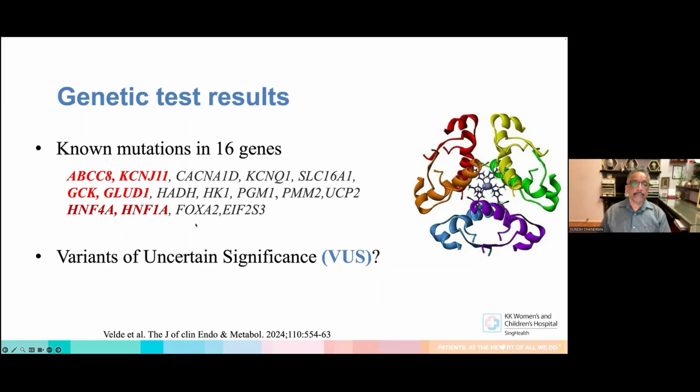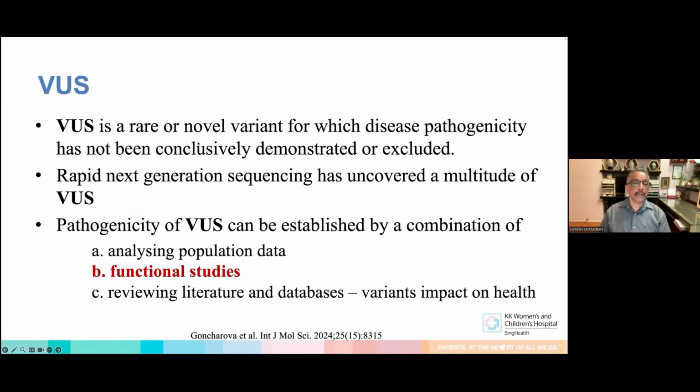But the problem that comes is variants of uncertain significance. We may get a mutation in ABCC8 which is not yet reported. Whether that mutation has caused the disease is a question. We may have biochemical evidence, imaging evidence, and histopathological evidence of the post-operative samples, but we cannot say whether this particular mutation has caused the disease. So a VUS is a rare or novel variant for which the disease pathogenicity has not been conclusively demonstrated or excluded.